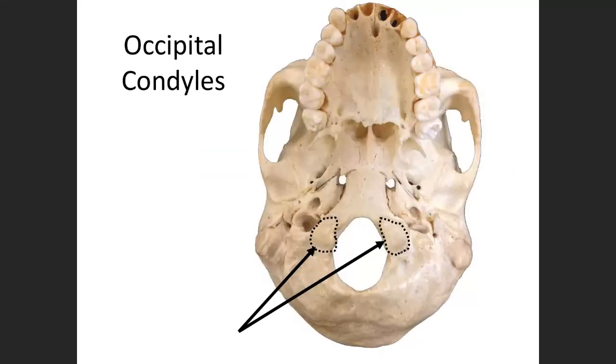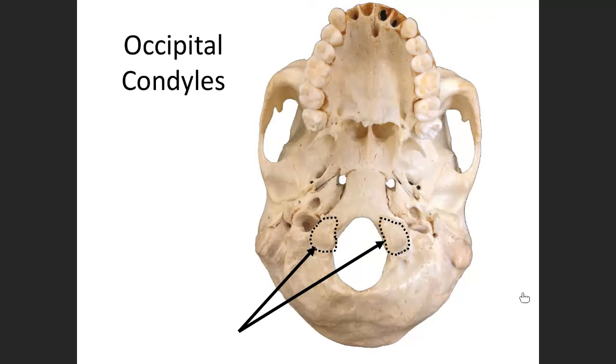I'll show you here. There are the occipital condyles on the complete inferior view of our skull. So here's the foramen magnum, and then just lateral to each side of the foramen magnum, there's one occipital condyle. Here's the other occipital condyle.